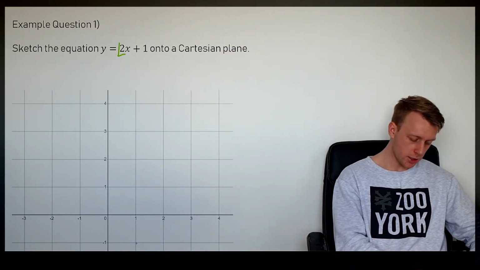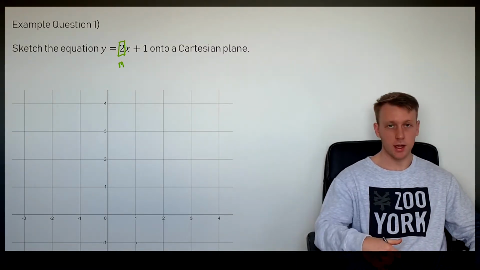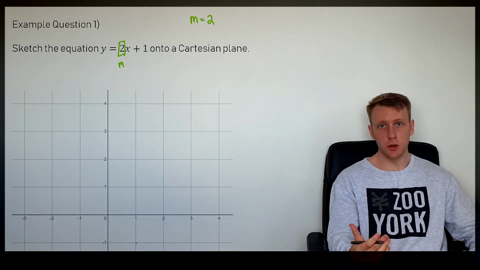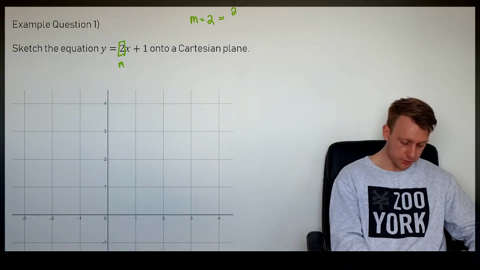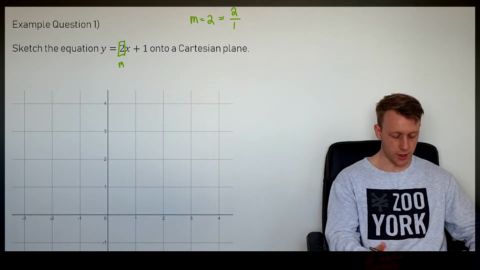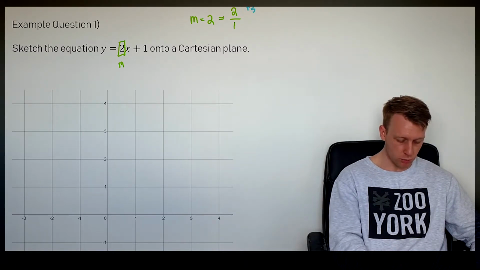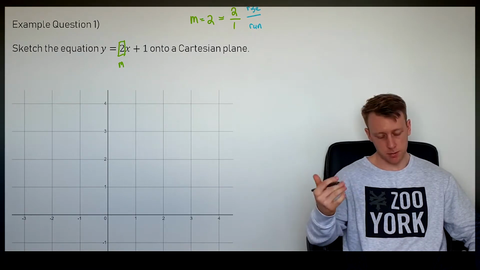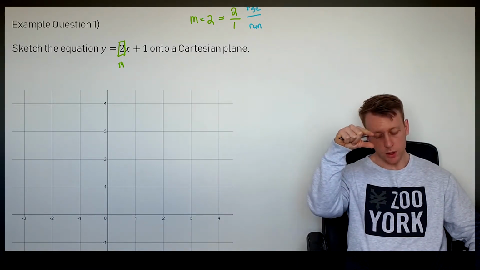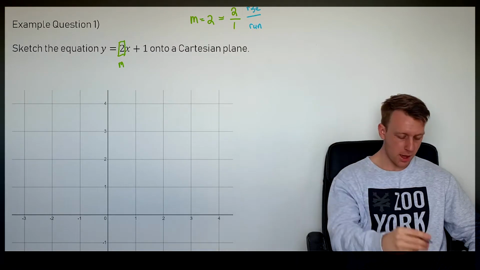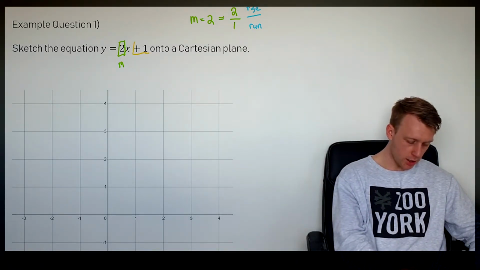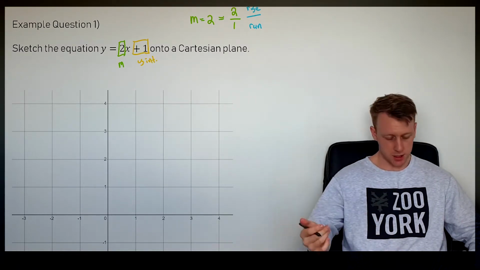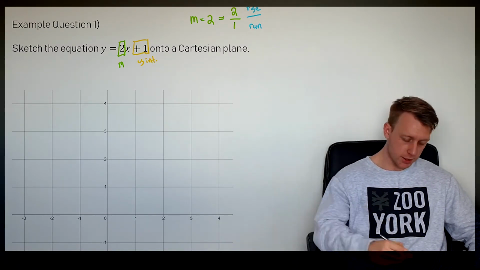Now, first thing I'm going to notice is that this here is m. m is the slope. So we've got m equal to 2, and I also know that 2 is equal to 2 divided by 1. Well, that's essentially rise over run. So you can see that this is going to be quite steep, because as we go up 2, we're going to be going along 1. And we've also got this point here, plus 1. That's the y-intercept. Now I'm going to have a go at graphing this.